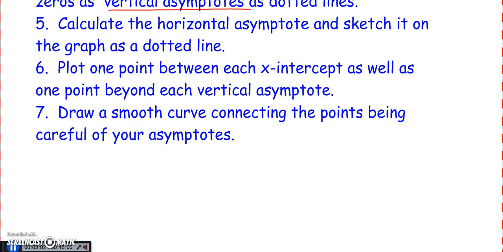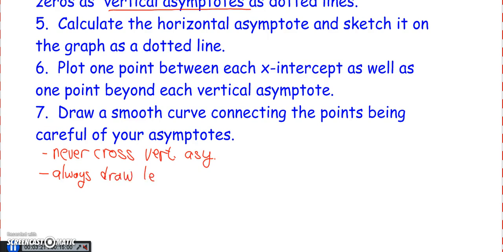So things that I would remember when you draw your graph: never cross vertical asymptotes. That's one thing. Never cross your vertical asymptotes. And always draw your line left to right. Those two can help you. Always draw left to right. That'll give you that smooth, continuous curve you're looking for.